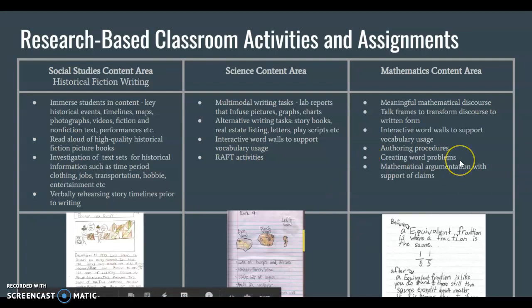And finally, within the math content area, the research indicated students taking part in mathematical discourse using talk frames to then turn their discourse into writing with a focus around argumentation, supporting the NCTM standards. So down below here would be an example of a transformation of student writing, describing what an equivalent fraction is, and giving a little bit more detail and evidence to defend thinking down below.